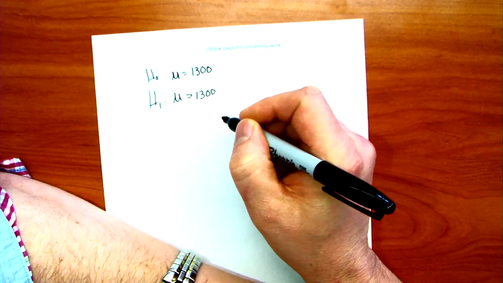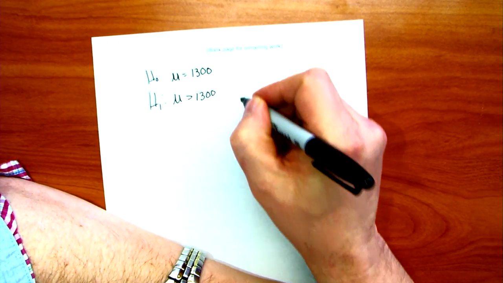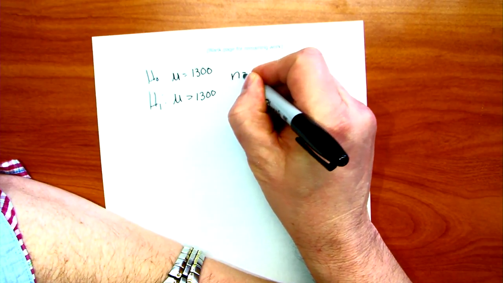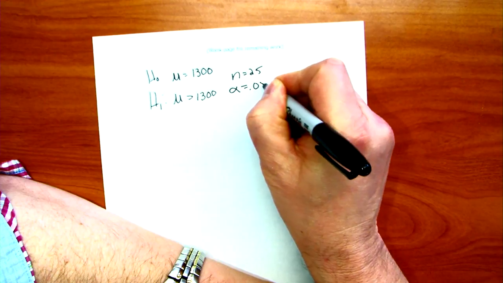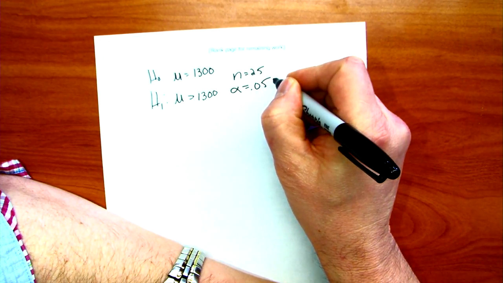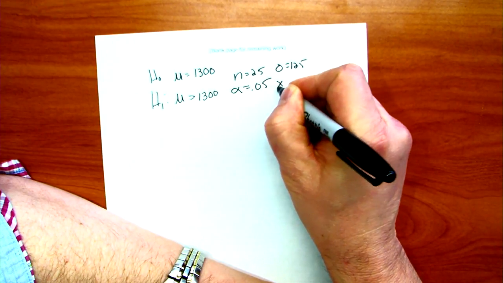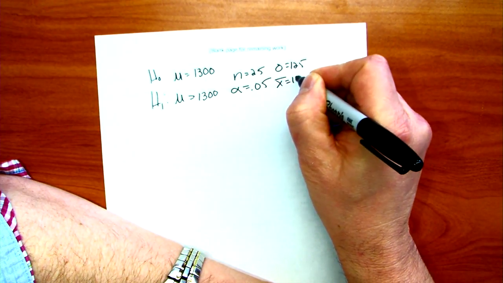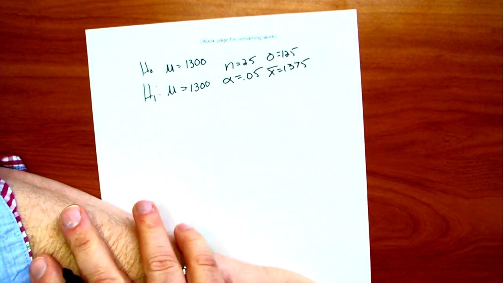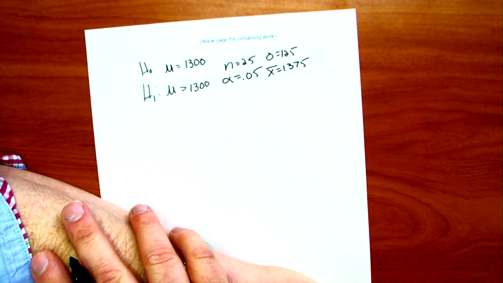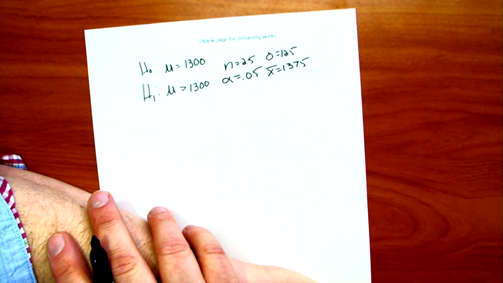And some things I was given in that problem, it says we sampled 25, so I'm going to write that down. We're trying to prove this at 5% significance level. The population standard deviation is 125. And when we took a sample of 25, we got a test statistic of 1375. Those were all given, okay? So A says, state the appropriate null and alternative hypothesis. Done. A is done, okay?